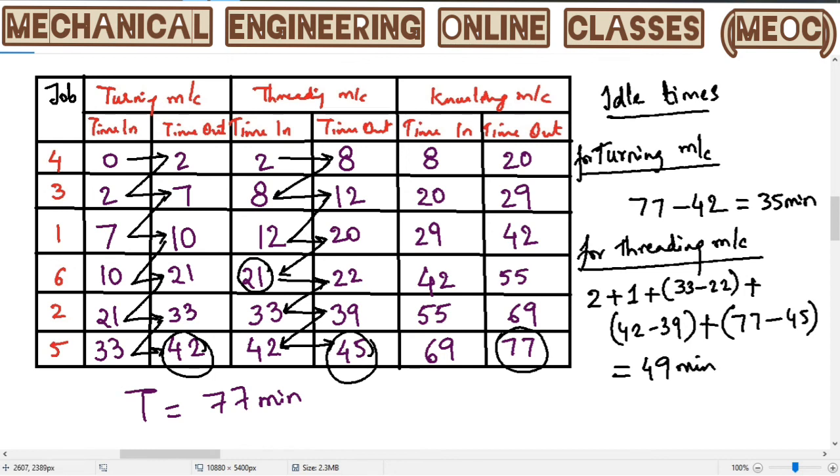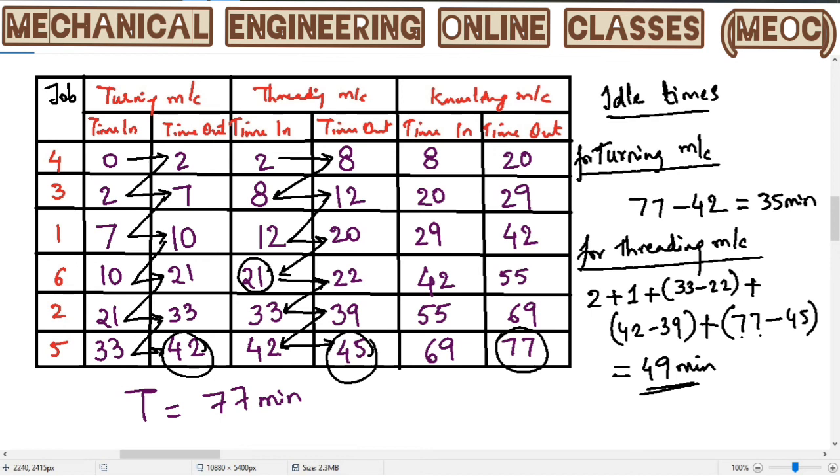Now some of you might have a question that even after this much of time, even after it waited for 77 minus 45, why are we not again adding this 2? This 2 is again an idle time for threading machine. We will add that idle time only for one cycle, which we added here. So I will add this for the next cycle again. I will not add that 2 again here. So in that fashion, for threading machine, the idle time came out to be 49 minutes.